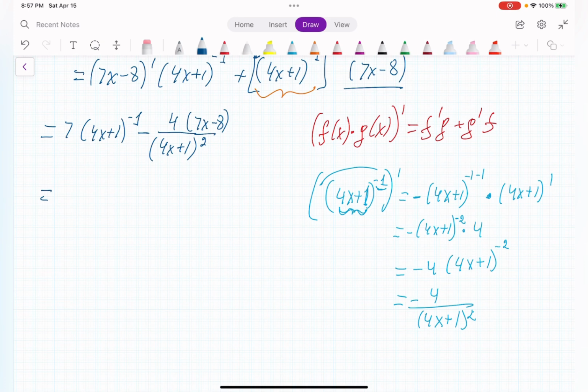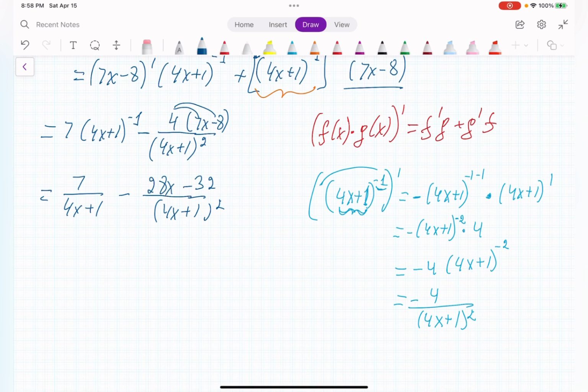7 times 4x plus 1 to the power negative 1 is 7 over 4x plus 1, and minus, let me distribute the numerator. 4 times 7x is 28x. 4 times negative 8 is negative 32, over 4x plus 1 to the power 2.